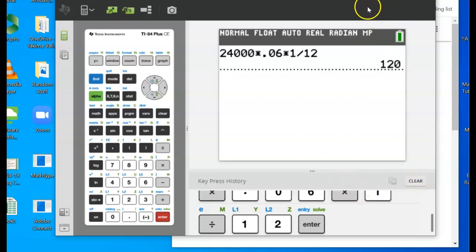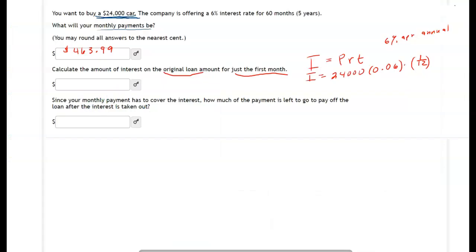So that value, $120, is the amount of interest we'll end up paying. $120 in interest. Now, remember, you pay the loan company $463.99. And then they take out, right off the top, they take off $120 and say, this is interest. This doesn't go all to the principal. So your monthly payment has to cover the interest. That's the first thing it does. It has to cover the $120 first.